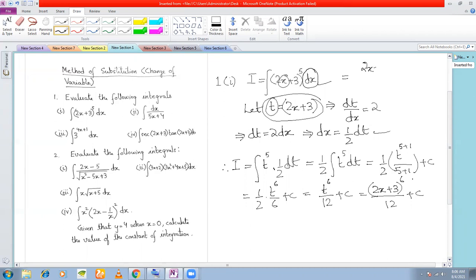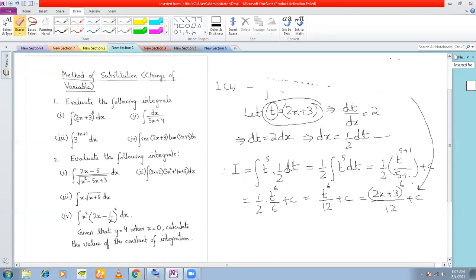Earlier, we integrated this as (2x + 3) to the power of 5 plus 1 by 5 plus 1, divided by the derivative of 2x + 3, right? See, we are getting the same thing here. So that is how, actually, this is what goes on. Okay.